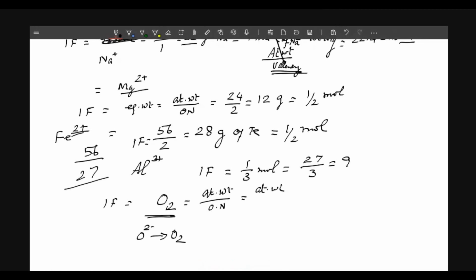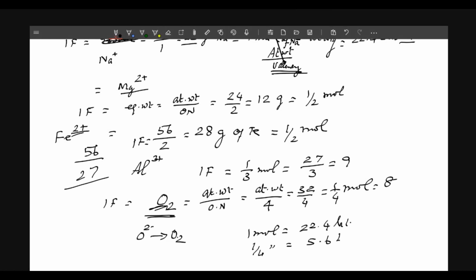Atomic weight divided by 4. How much is the change in the oxidation number? Atomic weight divided by 4, because for one oxygen, O2 minus, the valency of one oxygen atom is 2, so for 2 oxygen it is 4, and the molecular weight is 32 by 4. It is equal to 1 by 4 mole, equal to 8 gram, and 1 mole of any gas would occupy 22.4 liters. Here equivalent volume, 1 by 4 mole, equals 5.6 liters. Equivalent volume is equal to 5.6 liters.